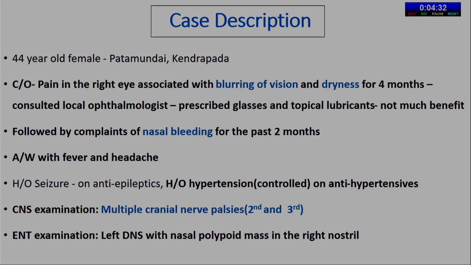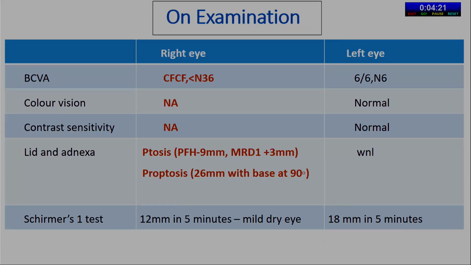She was on antihypertensives. On CNS examination, there were multiple cranial nerve palsies, and on ENT examination, there was left TNS with a nasal polypoid mass in the right nostril. On ocular examination, the best corrected visual acuity was counting fingers close to face, and near vision was less than N36. Color vision and contrast sensitivity were not available for the right eye.